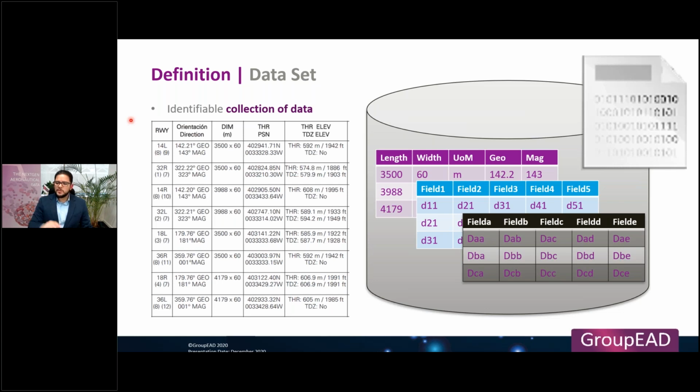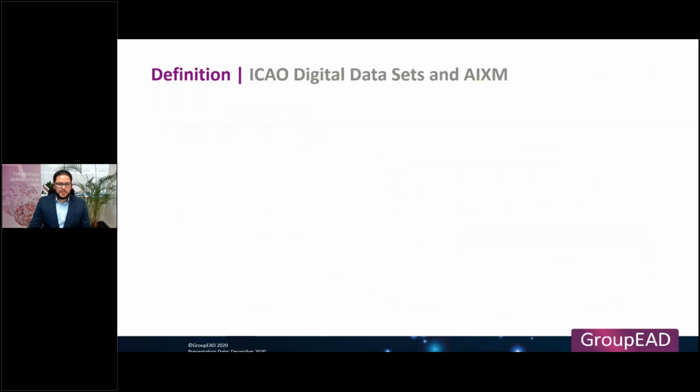That means that tables, either in paper or in a database, apply as a data set. But what we are talking about is digital data sets, which could be presented in a file, for example, in an XML file or some other formats, because that's an extraction coming from the data that we have already in our database. So let's go for the definition of our ICAO digital data sets.